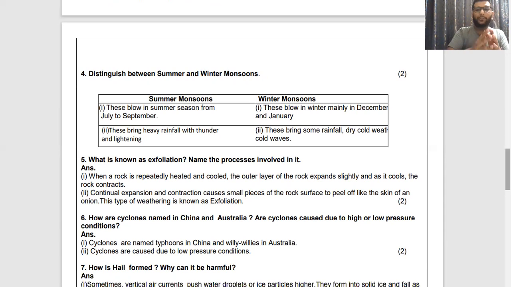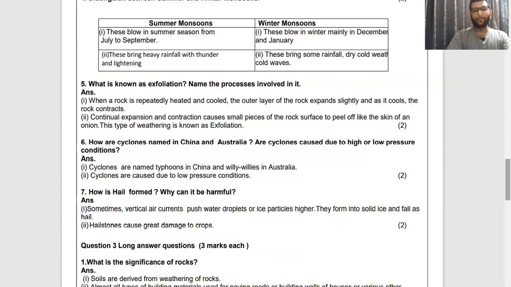This continual expansion and contraction causes small pieces of the rock surface to peel off, chip off, and come out in such a way that it looks like peeling the skin of an onion. So the small pieces of rock surface peel off like the skin of an onion, and this type of weathering is known as exfoliation, also known as onion weathering or onion peeling weathering, right? So that is one of them, of course. Let's come to the next one.